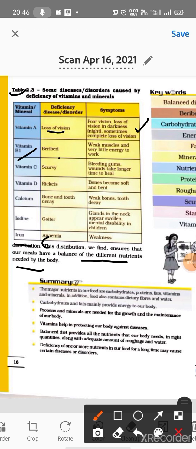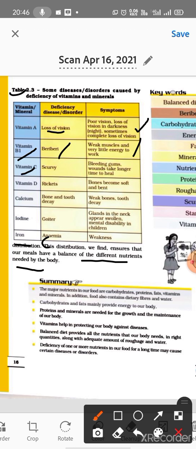विटामिन B1, Beriberi, weak muscles and very little energy to work. So if we have not taken vitamin B1, what will be the deficiency in our body? Beriberi. And what will be the symptoms? Weak muscles and very little energy to work. हमारे पास एनर्जी बचेगी नहीं काम करने के लिए.